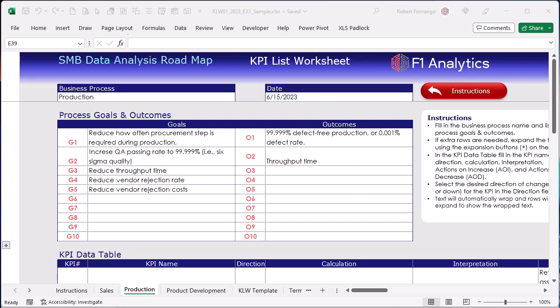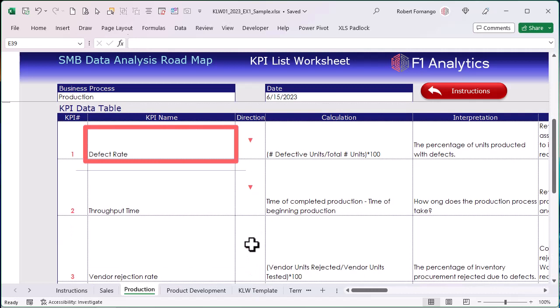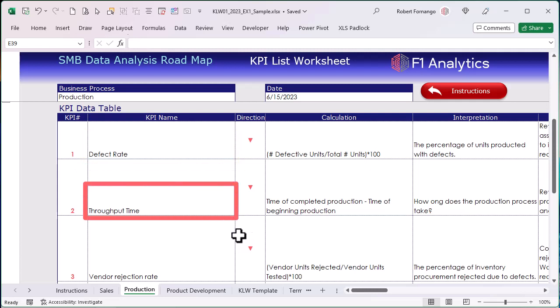I've also included KPI examples for the production process and the product development process, so you can review them on your own. In the production process, we're really focusing on the QA process, particularly the defect rate and shooting for less than one defect in 1,000 products. We're also focused on the throughput time, or reducing the time spent during the production process from the time an order is entered to the time that we're done with producing it.